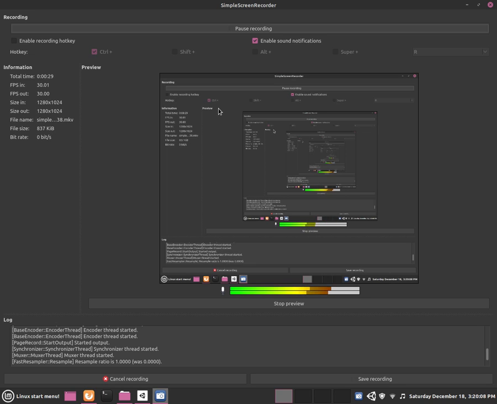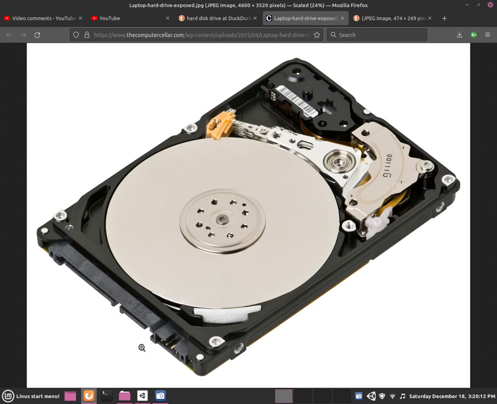Okay, I'm going to talk about how a hard drive works. So, this is a hard drive, right? This is a 2.5 inch, for a laptop. On a desktop, it will be a 3.5 inch. So they come in different sizes depending on whatever computer you have.